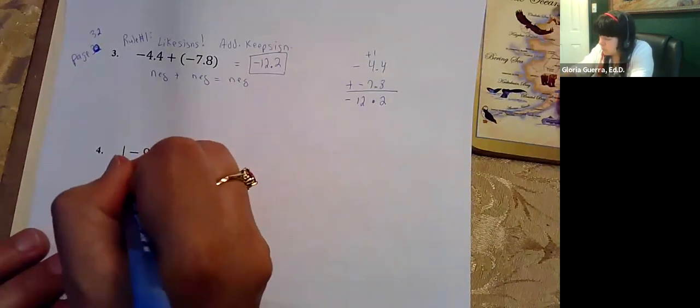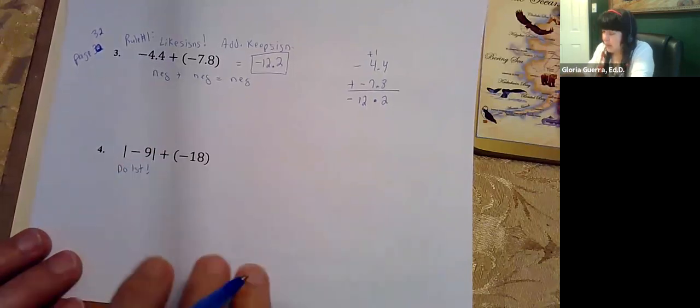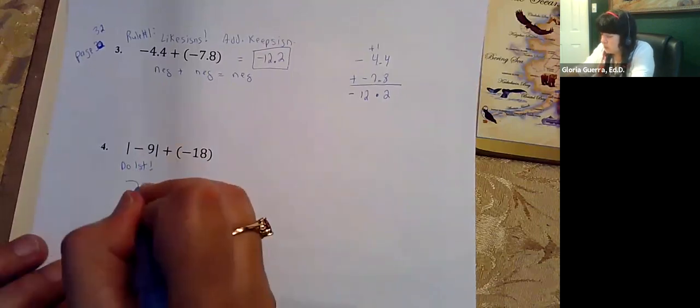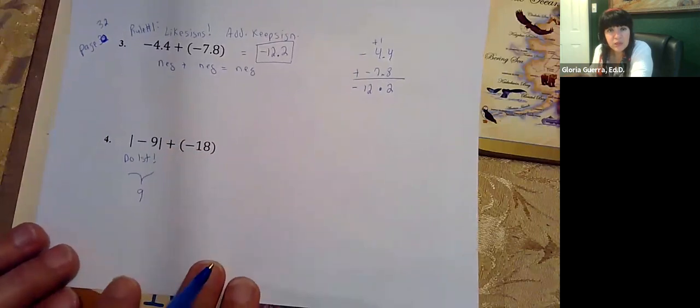You gotta do this one first. The absolute value of -9 is just 9, right? You know that? Absolute value of -9 is just 9.